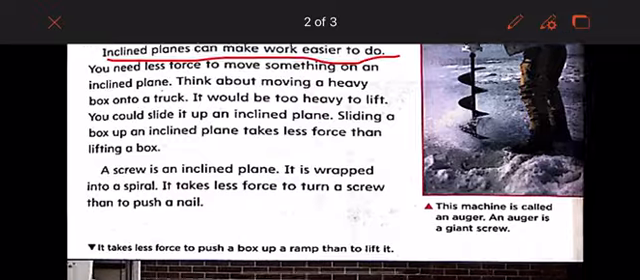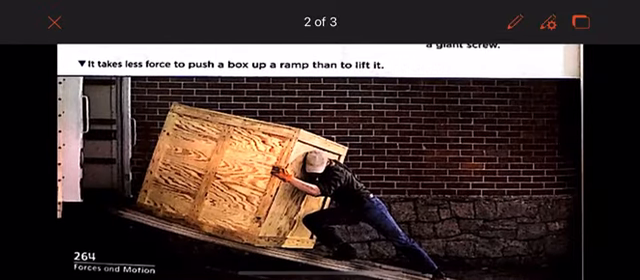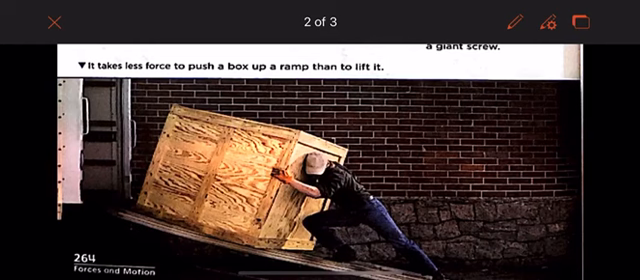As you can see in this picture, think about moving a heavy box onto the truck. It would be too heavy to lift, right? So you could slide it up, like here. This is called an inclined plane. Sliding a box up an inclined plane takes less force than lifting a box.